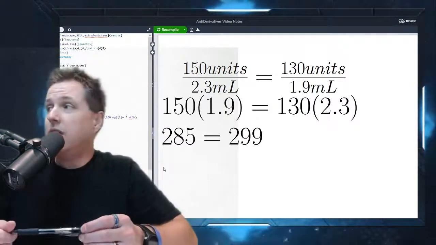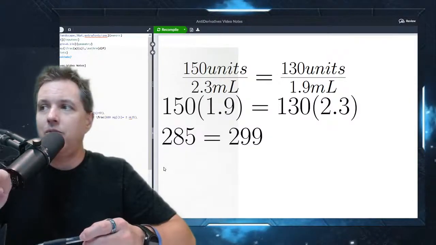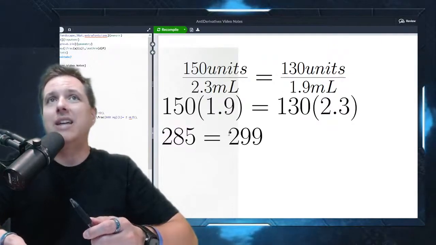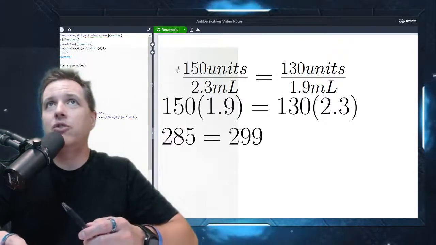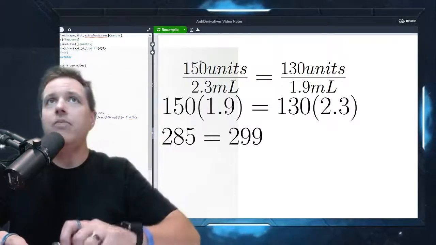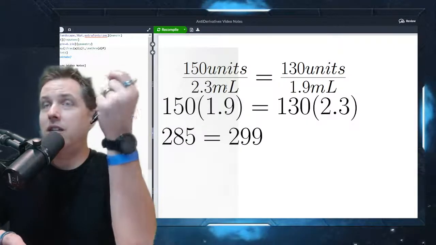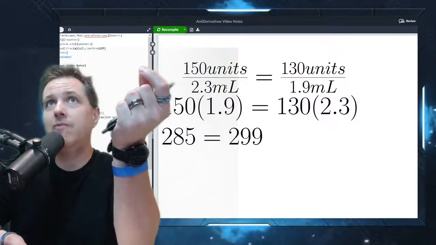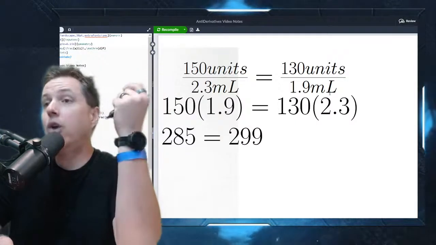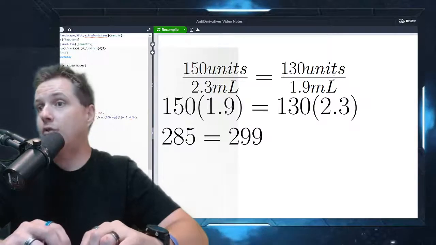Okay, those numbers are not equal to each other. See how in the first problem we did, the left side and the right side ended up equaling each other, so we know those ratios are the same. Here, the numbers did not come out to be the same, therefore these ratios are not right. So if the bottle told us that there's 150 units in 2.3 milliliters, but we're expected to give 130 units to a patient, and we calculated that the amount we should give is 1.9 milliliters, we are wrong, right? This confirms that our conversion was incorrect.